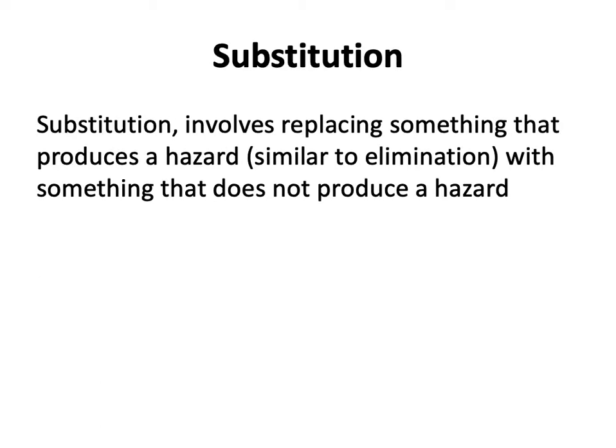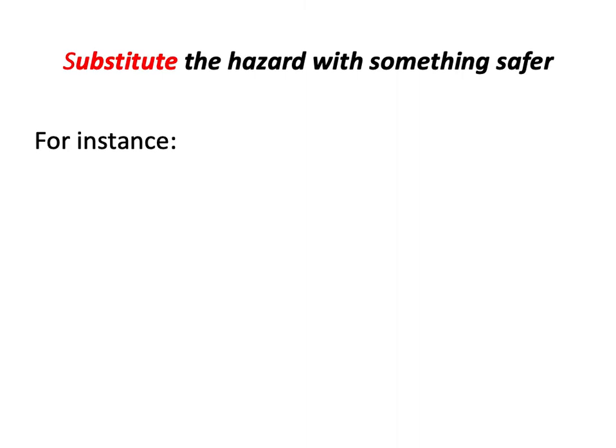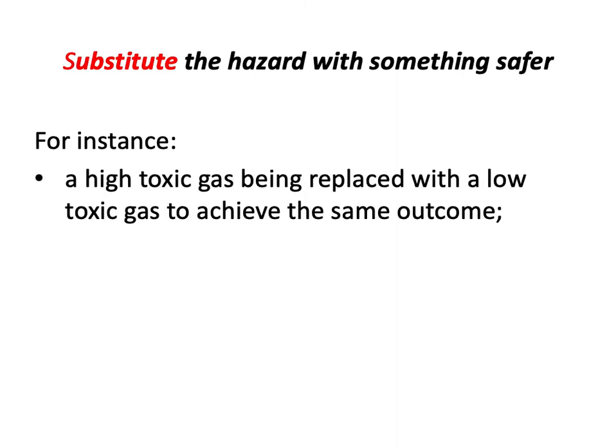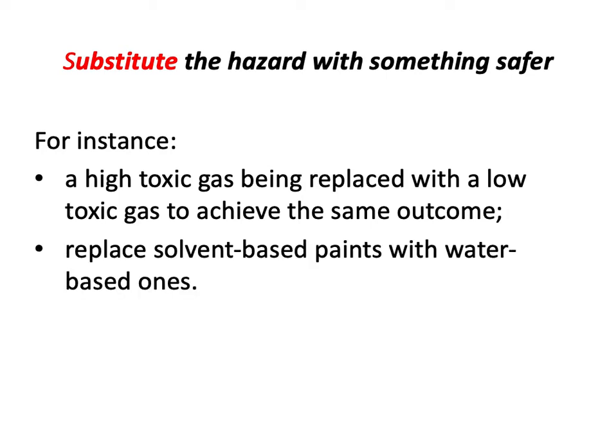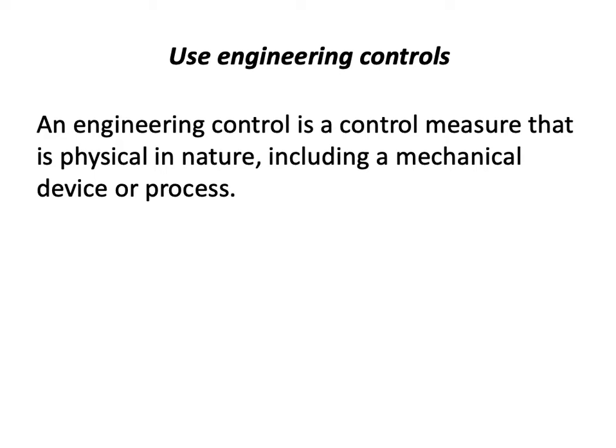Substitution involves replacing something that produces a hazard, similar to elimination, with something that does not produce a hazard. For instance, a highly toxic gas being replaced with a low toxic gas to achieve the same outcome. Replace solvent-based paints with water-based paints.